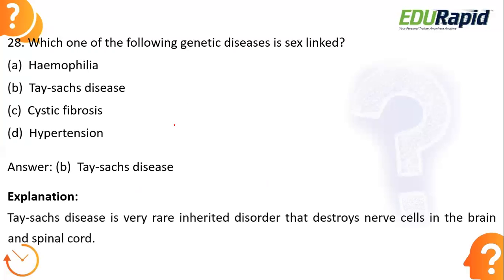Tay-Sachs disease is a very rare genetically inherited disorder, related to sex chromosomes, which are inherited from the parents to an offspring. When a person suffers from Tay-Sachs disease, usually the nerve cells are mainly affected. The nerve cells present in the brain as well as the spinal cord are affected. Usually that can lead to mental disorder.